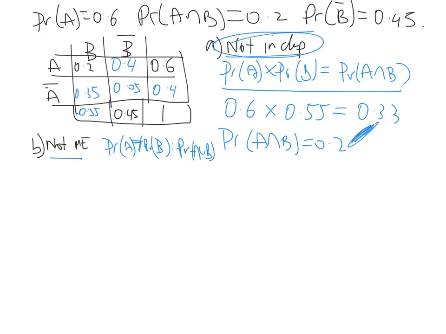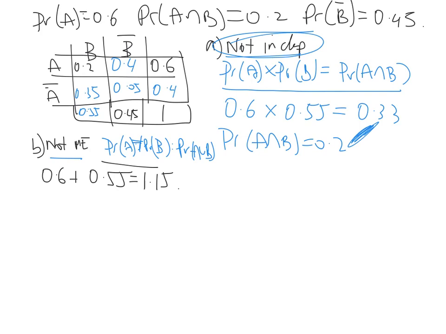So we'll say probability of A plus the probability of B. It's this what we're going to do. So probability of A is 0.6 plus probability of B is 0.55. That gives us 1.15.